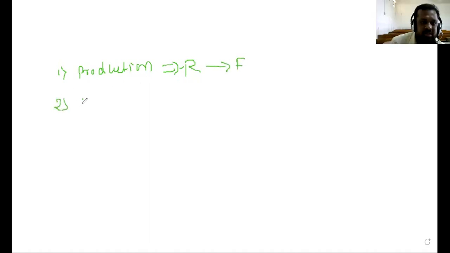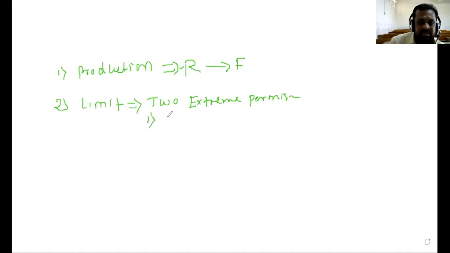Then what is meant by the limit? Limit is nothing but the two permissible, or we can say the two extreme permissible sizes. Again, the limit has two types. First is the upper limit, which is the maximum permissible size. And what is meant by the lower limit? The minimum permissible size.